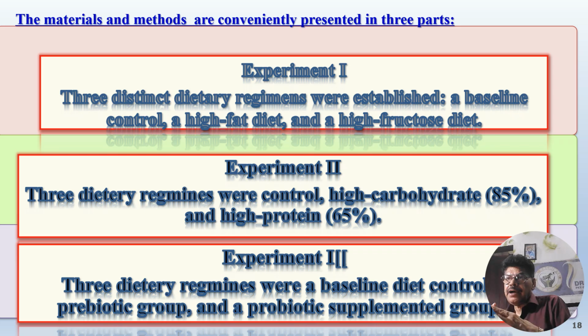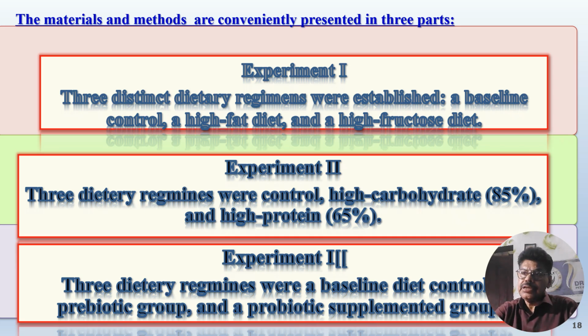But we also compared the fructose diet because rabbits also take vegetables and fruits. Therefore, they have to be kept not only on a carbohydrate diet but also on a fructose diet. So we have compared all these four diets and concluded that a fat diet induces high obesity in rabbits. The three dietary regimens were the baseline control diet, prebiotic, and then probiotic supplemented.